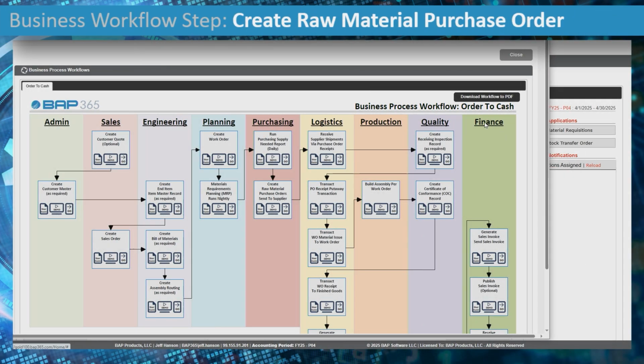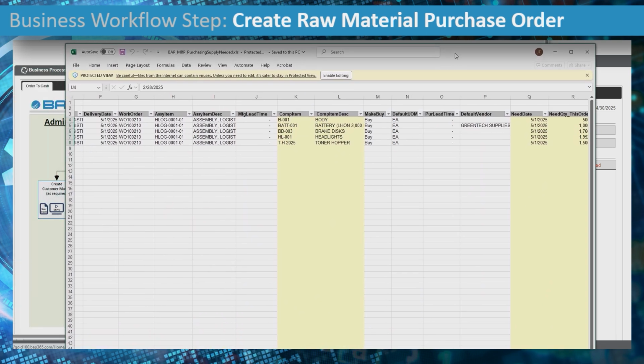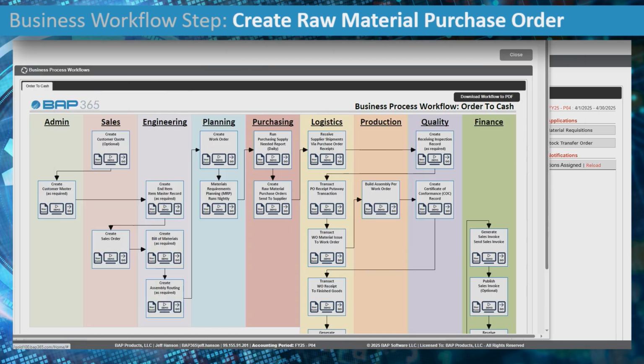All right, in the next step in our order to cash business workflow, we just ran the purchasing supply needed report on the previous step, which let us know what we need to order from a purchasing point of view. So that is this report. And so now we're going to create raw material purchase orders to send to our supplier. In this case, I'm going to be able to order all these needed items from the same vendor. So I'll show you how that's done.